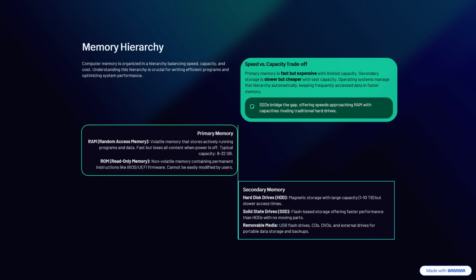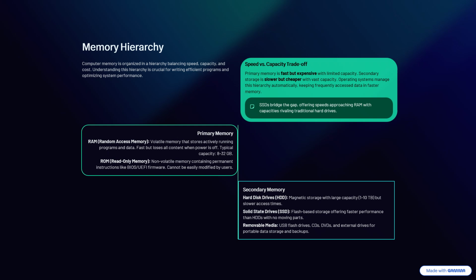So primary, let's talk about the primary memory. RAM or random access memory is volatile. It only works while the power is on. It's where your active programs live. ROM or read-only memory is non-volatile. It is permanent and stores the essential firmware that starts your PC.